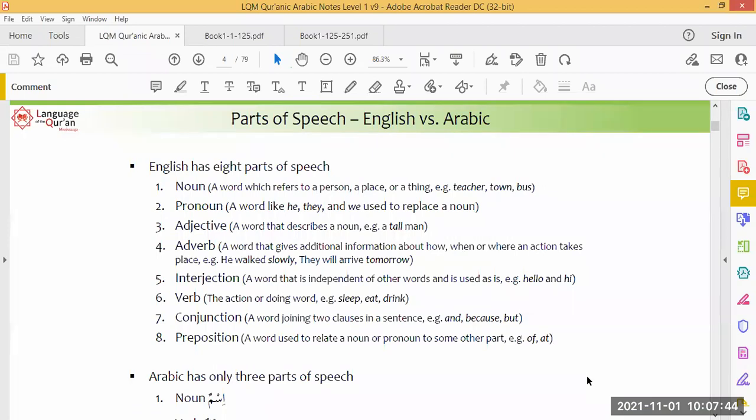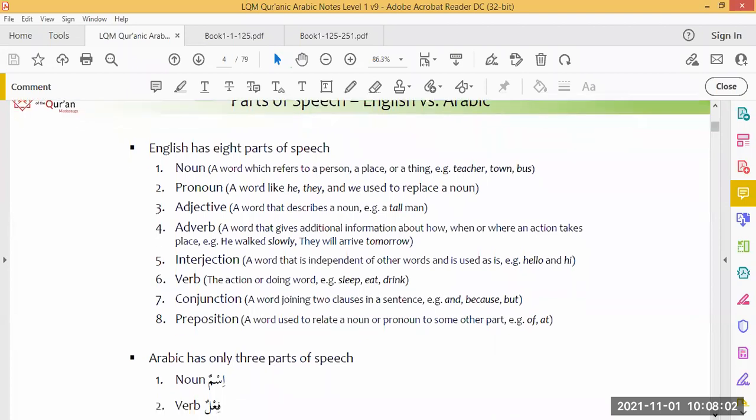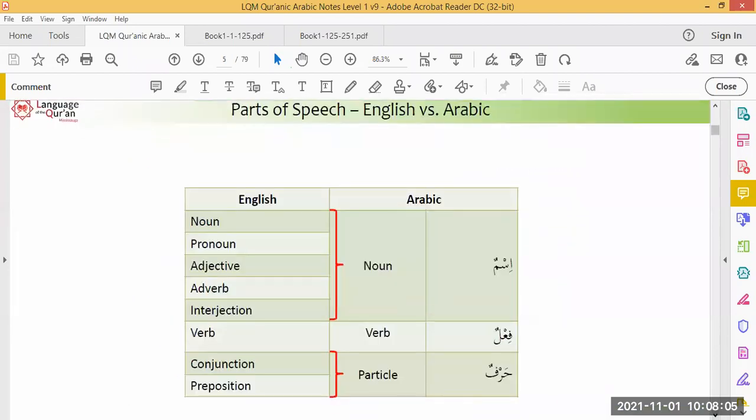We have learned in English that there are 8 parts of speech: noun, pronoun, adjective, adverb, interjection, verb, conjunction, preposition. But in Arabic, there are only 3 parts of speech: noun, verb, and particle. Ismun, fe'lun, harfun.